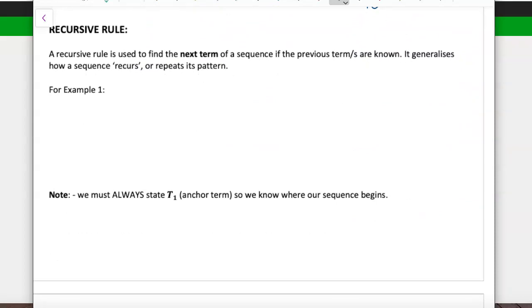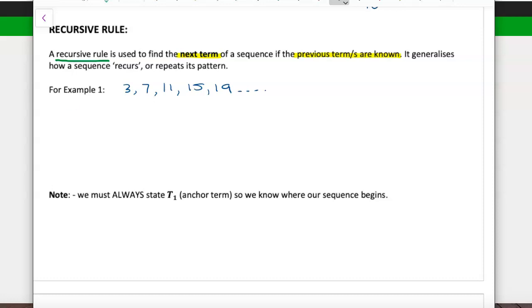What we can also do with a sequence, when we see a pattern, is write what we call a recursive rule to summarize what's happening. This type of rule is used to find the next term if the previous term or terms are known. So we're looking at how a pattern recurs or repeats. Let's go back to example 1. We had the numbers 3, 7, 11, 15 and 19 and this continued.